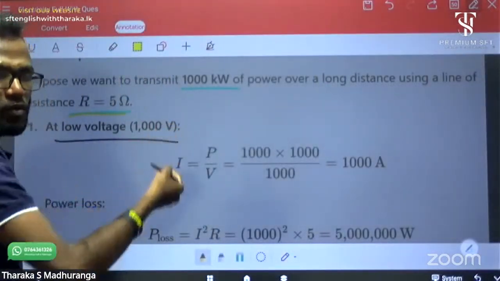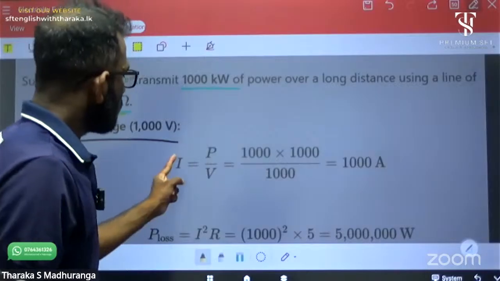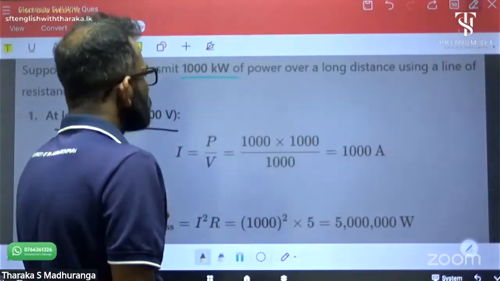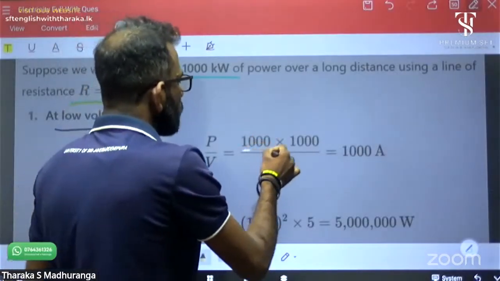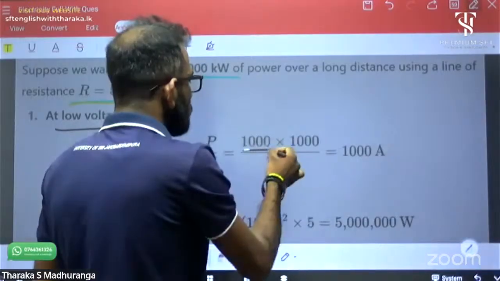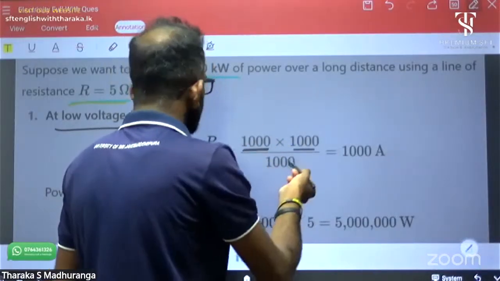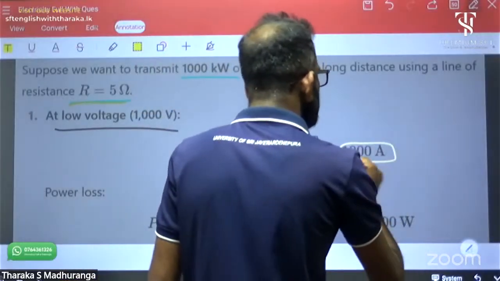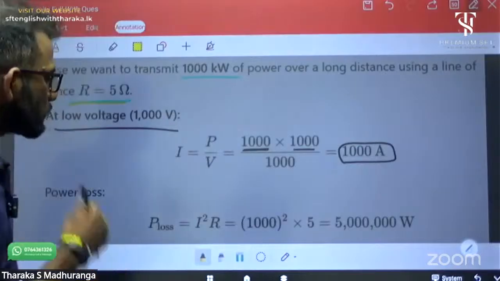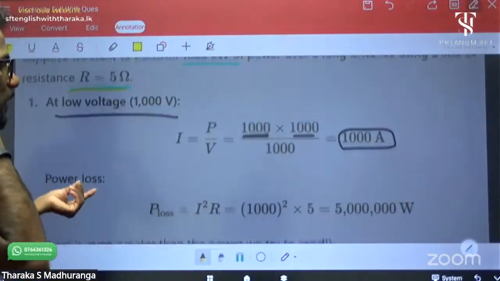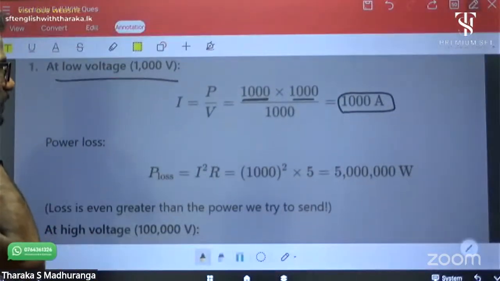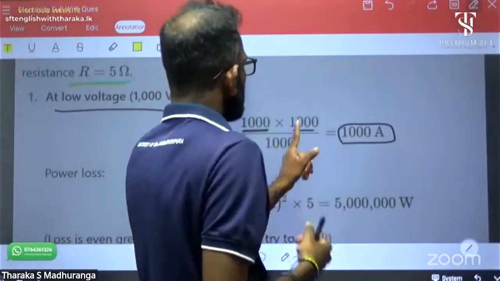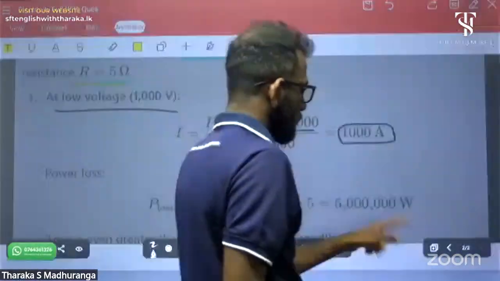Now 1000 is a volt. I equals P over V. Okay, what is P? Power 1000 watt. Sorry, 1000 kilowatt. Then it is converted to watt. Then divide by voltage 1000. Now, how about the current flow? 1000 ampere. How about the power loss? I'll show this.